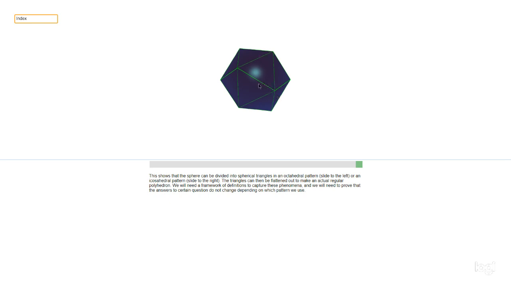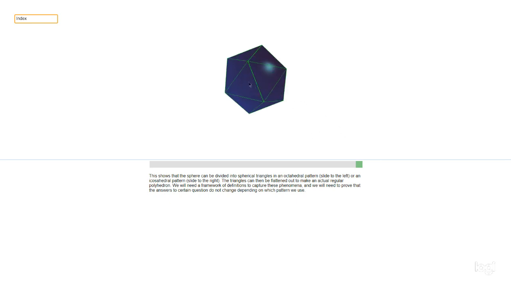But there's no obvious guarantee that if we start doing calculations with this decomposition, we're going to get the same answer as we got with the octahedral decomposition. That actually turns out to be true for the main invariants that we're going to be interested in, but that's not so easy to prove. That's going to be quite a chunk of the work of the course.